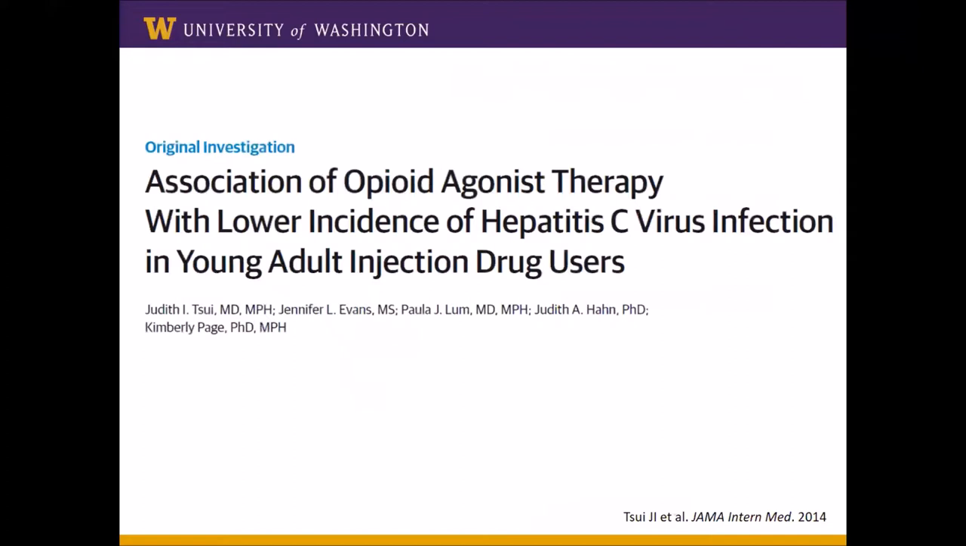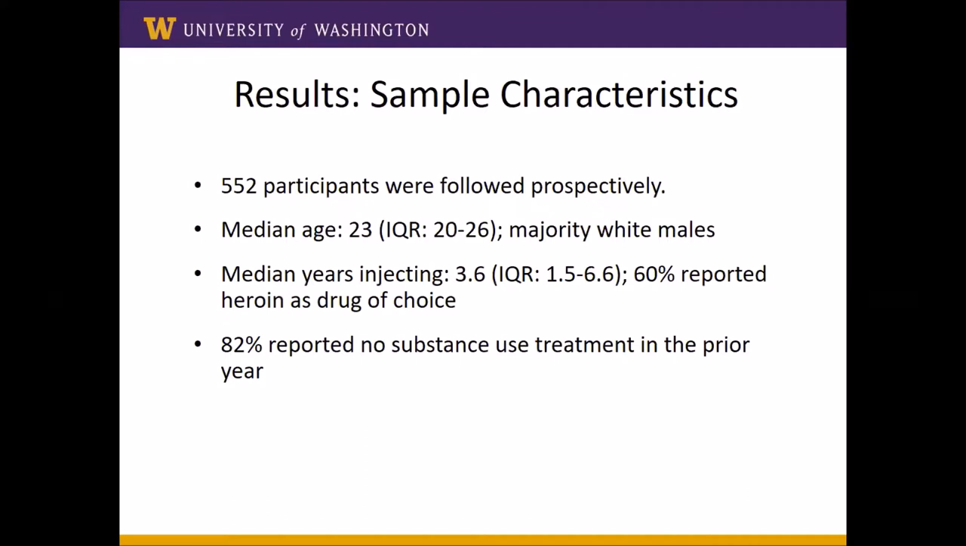This is a paper that I wrote with colleagues at UCSF while I was a fellow there, and it was looking at the association between opioid agonist therapy and incidence of hepatitis C virus infection among young adult persons who inject drugs. The study used data from the UFO study, which was an observational cohort study of young adult injectors in the San Francisco area, and they were enrolled and followed between 2000 and 2013. Participants were hepatitis C uninfected, and they were followed quarterly with surveys and hepatitis C viral load testing. The sample included 552 participants, and the median age was 23, and most participants were white males who injected heroin. The majority reported no substance use treatment in the prior year, which does speak to care delivery gaps.